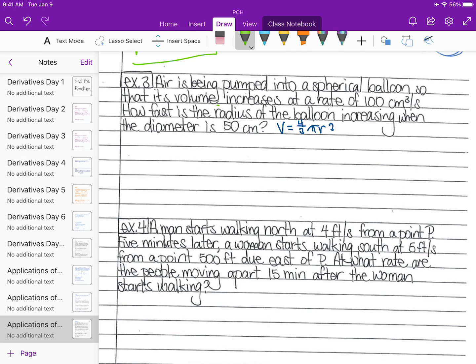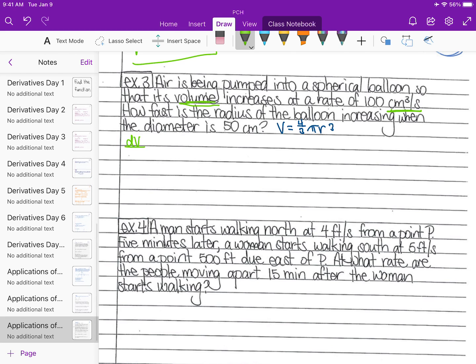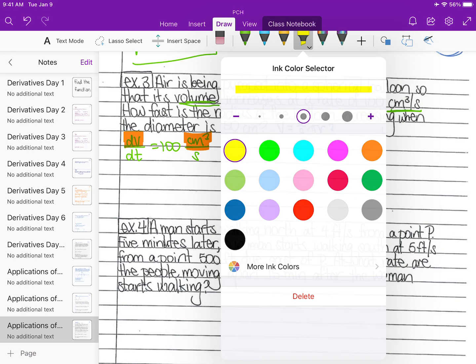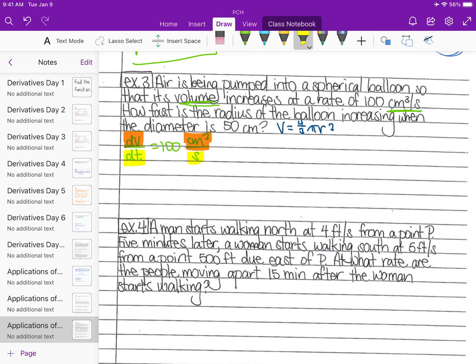So it tells you right here its volume is increasing. You can also see that this is clearly a rate of change of volume because it's cubic centimeters per second. So that is telling me the change in volume with respect to the change in time. Match up your units. This is a volume, and this is a time. That needs to match up, okay?